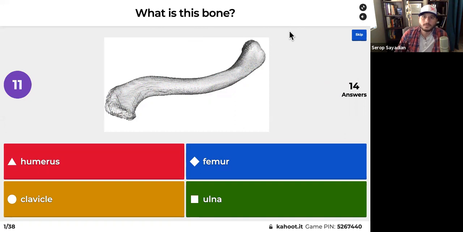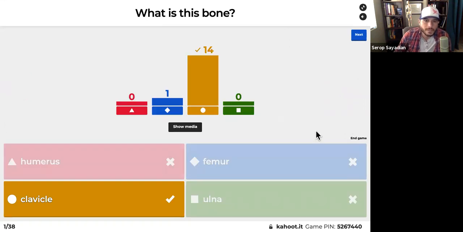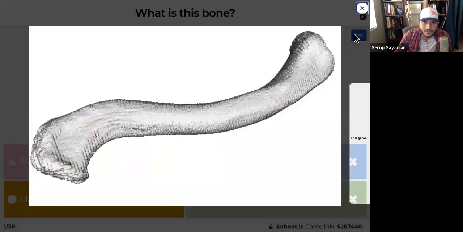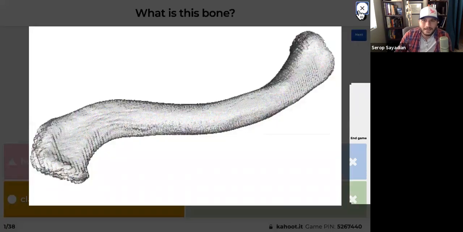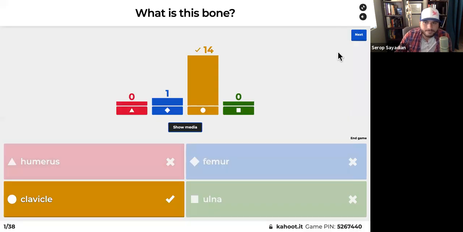Very good. That is the clavicle. We haven't learned the femur yet. We will soon, though. Remember, the clavicle attaches the sternum to the scapula, the collarbone.